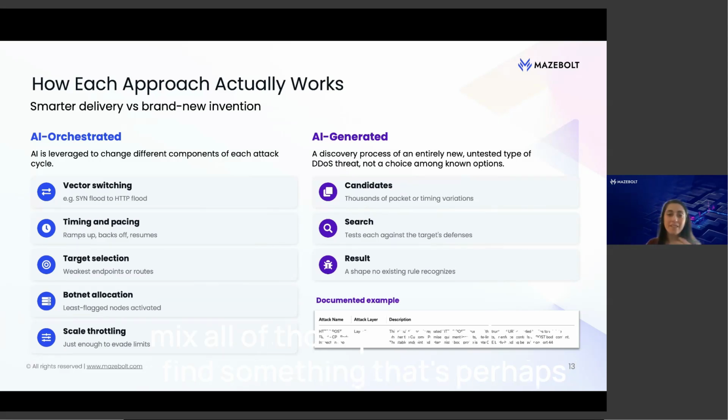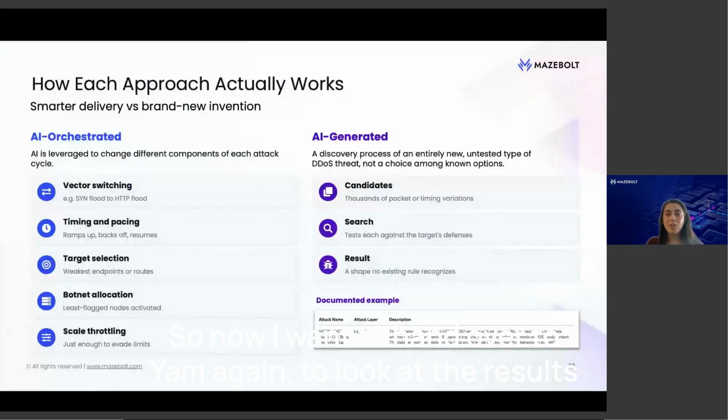And let's mix all of those permutations to find something that's perhaps never been tried before, but can still be very damaging. And then let's take that never-tried-before combination of attack and test it against existing defenses and see if those defenses are actually able to protect against these attacks or recognize it in any way. And if none of those defenses recognize this new way of attack that hasn't been seen before, then you've actually generated a novel way of doing a DDoS attack. And that is what Vector AI is generating and then allowing you to test your defenses against.